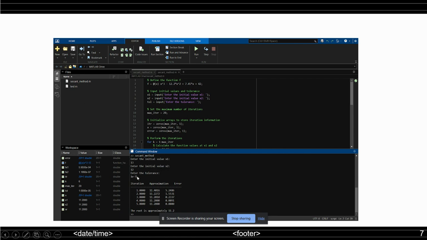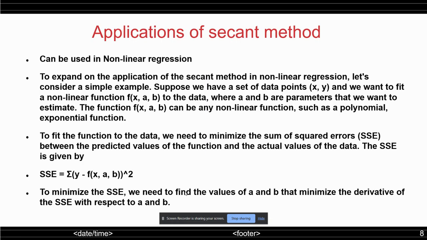We are entering the tolerance value 10 power minus 1 and the maximum number of iterations as 5. And finally the root is approximately 11.2. Now coming to the applications of the secant method, we are discussing the applications based on machine learning. This can be used in nonlinear regression in machine learning. During the procedure of nonlinear regression, we can use the secant method.